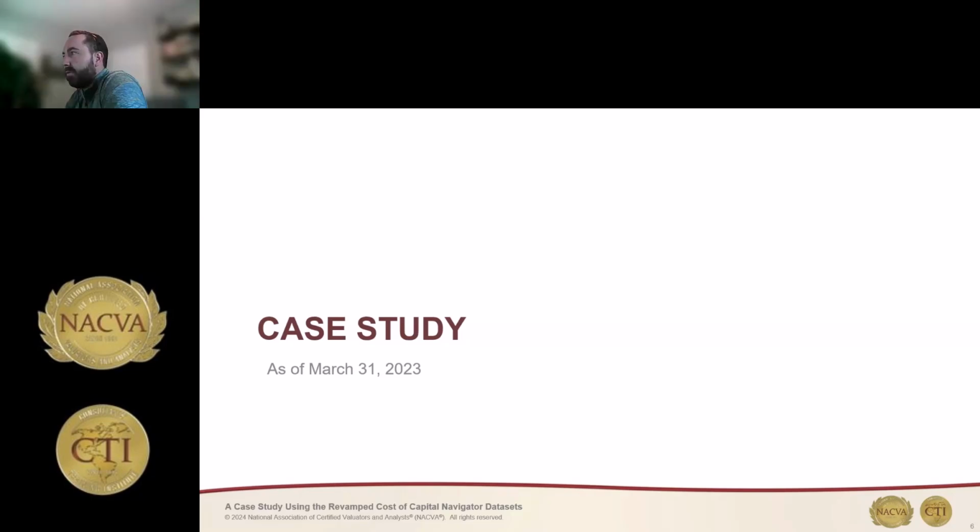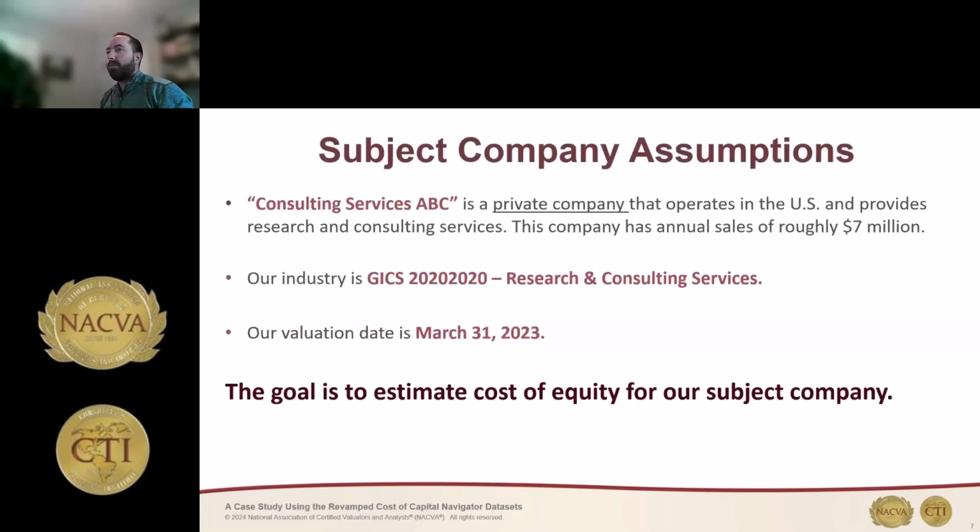Thanks, Carla, and thanks everyone for joining today. I will kick it off and give everyone a brief overview of our case study. Our subject company, Consulting Services ABC, is a privately held company in the US, in research and consulting services. We can define that industry by the GICS industry classification, research and consulting, or by GICS code 2020-2020. Our case study will be as of March 31st, 2023. And our first aspect of the case study is to estimate cost of equity capital for our subject company.